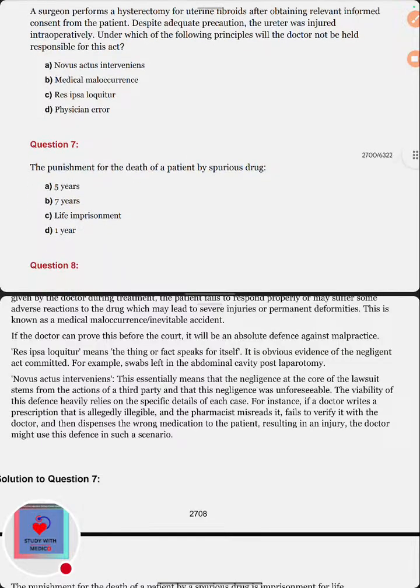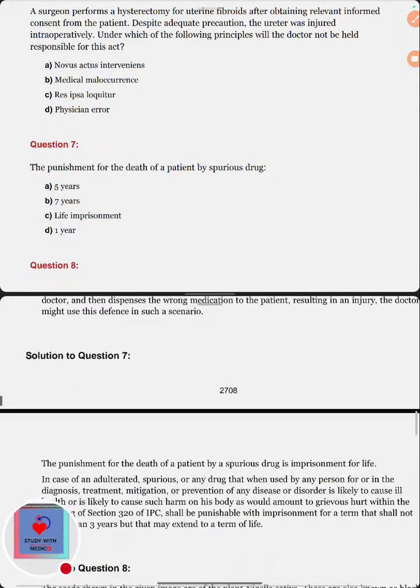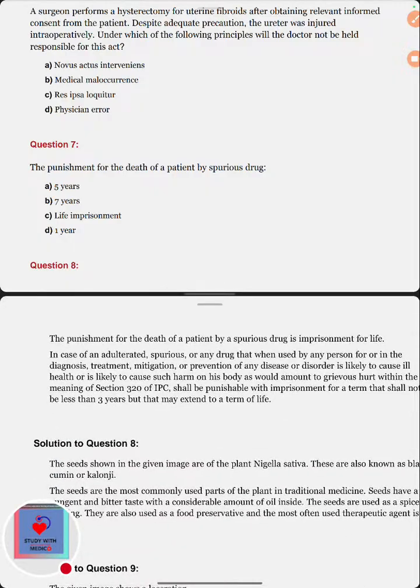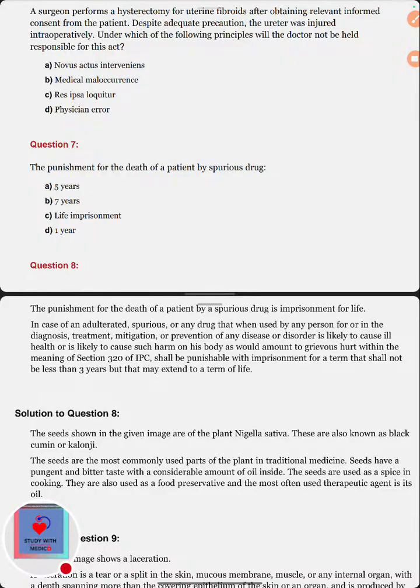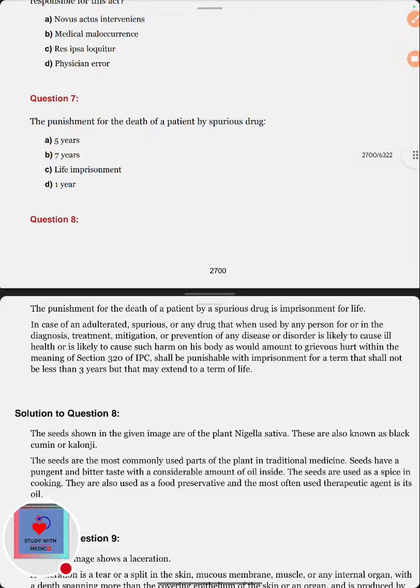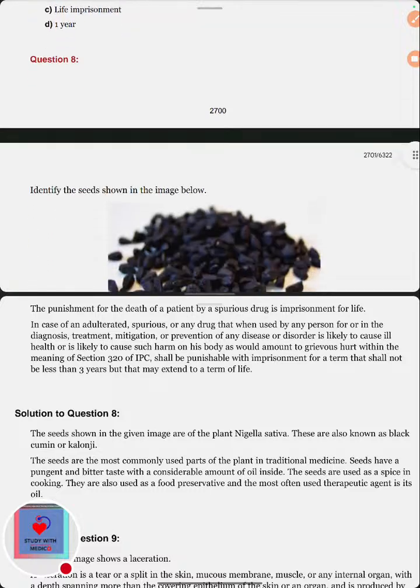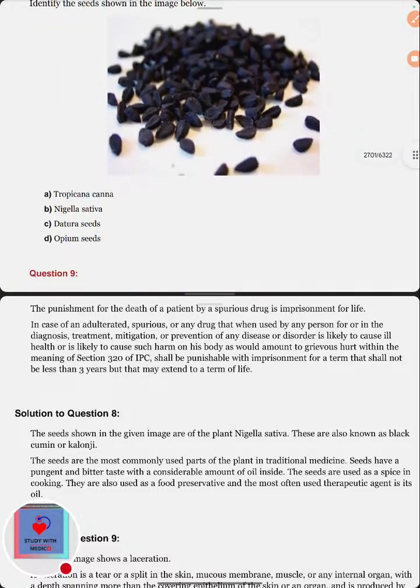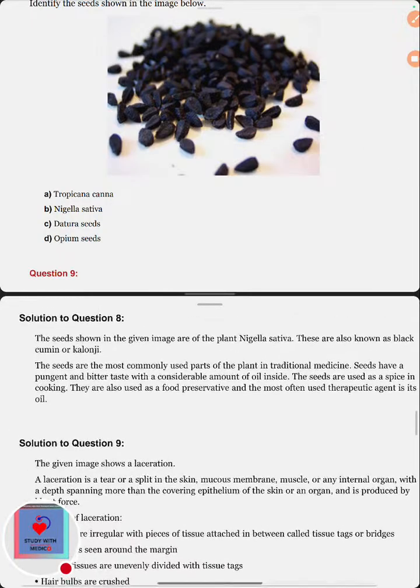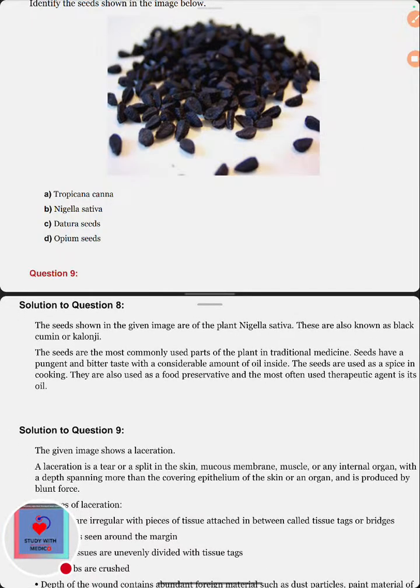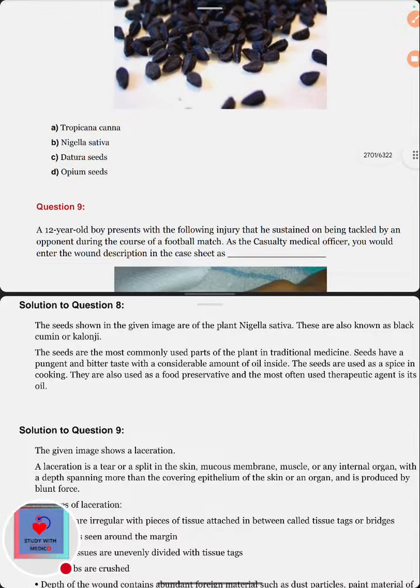For the death of a patient by spurious drug, the punishment is imprisonment for life. That applies when used for diagnosis, mitigation or prevention of any disease or disorder. Identification of this seed: what are these seeds? These seeds are Kalanji, Nigella sativa.